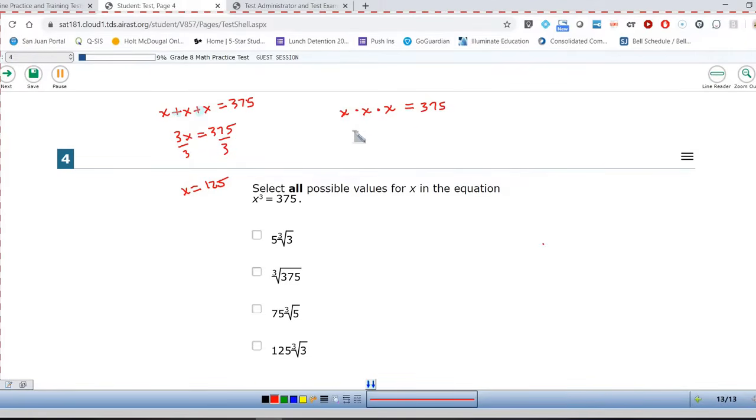So the question is then, if you have x times x times x is 375, you can't divide by 3. What do you do? And the answer is you take the cube root. So the cube root of 375 is what we are looking for. The cube root of x cubed is going to give us x. So x is the cube root of 375. Do you see that answer there?